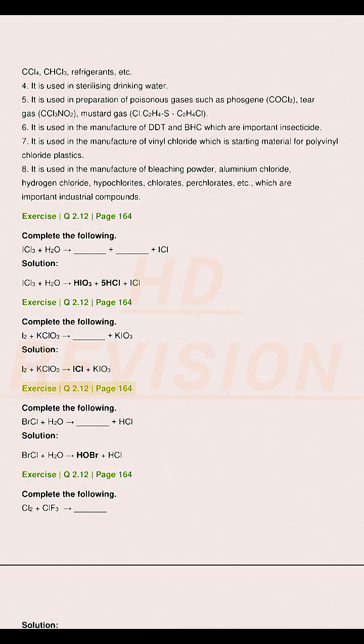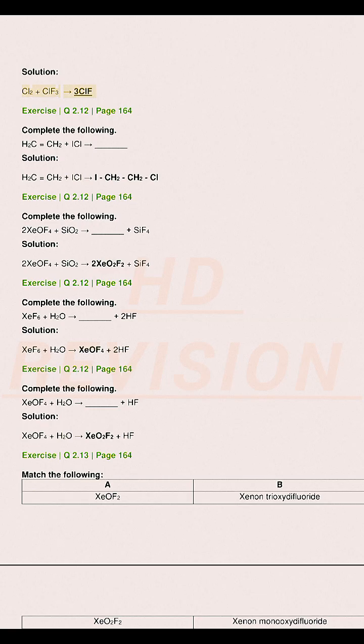Exercise Q2.12, page 164. Complete the following. BrCl plus H2O, right arrow blank plus HCl. Solution. BrCl plus H2O, right arrow HOBr plus HCl. Exercise Q2.12, page 164. Complete the following. Cl2 plus ClF3, right arrow blank. Solution. Cl2 plus ClF3, right arrow 3ClF.